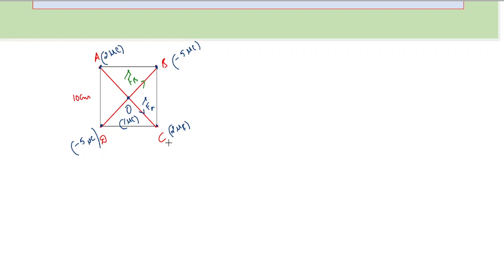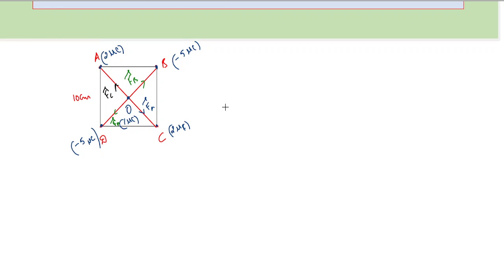Similarly, charge at point C would repel O because of the same polarity. So the force on this would be in this direction. We will call this F suffix C. And the force because of the charge kept at point D will be an attractive force, and that will be towards the point charge D. We have 4 forces now.